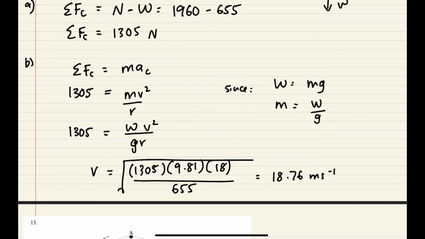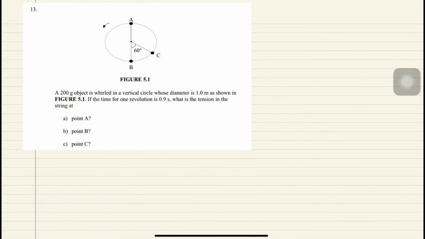meters per second. Okay, for question 13, it says that a 200 gram object is whirled along in a vertical circle whose diameter is 1 meter. As shown in figure 5.1, if the time for one revolution is 0.9, what is the tension in the string at points A, B, and C? Okay, so the mass is equal to 200 grams, 0.2 kilogram. Diameter is 1 meter, so R is equal to 0.5 meter.